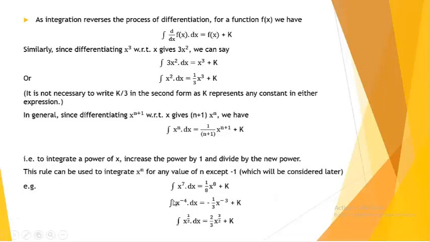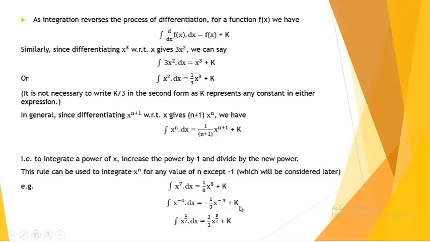Example: integral of x^7 with respect to x. So we add 1 to the power and divide by the new power, which is 1/8 x^8 plus k. Integral of x^-4 with respect to x. Again, we add 1 to -4, which is -3, and we divide by the new power, which is 1 over -3. So the negative can be taken as common to the fraction, which is -1/3 times x^-3 plus the arbitrary constant.